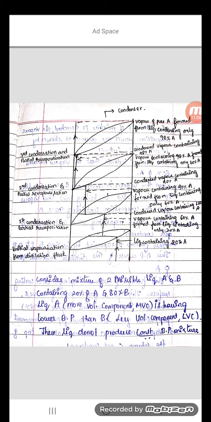Next is the second condensation and partial revaporization. Here 90% of the liquid is converted into vapor. In the third condensation and partial revaporization, 98% of the solvent is converted into vapors. So last is the vapor of pure A formed from the liquid containing 98% of A, that will go to the condenser, and from the condenser it will be collected in the receiver. So in the receiver you are going to get 100% of A. That is the working of the fractional distillation column.